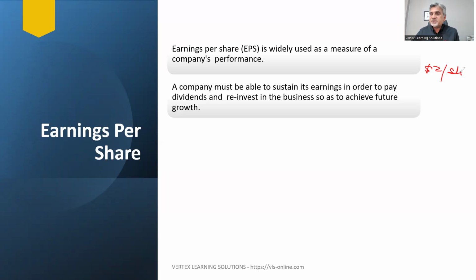And by the way, investors also see this as a ratio. For example, if you made $2 earnings, what was the price of the share? The price of the share was $20. So you say, okay, earnings are 10% of the share value. This is also one way of seeing it.